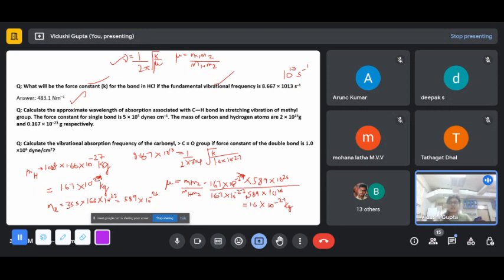Now move to the next question. Calculate the approximate wavelength of absorption associated with the CH bond stretching vibration of the methyl group. The force constant is given by 5 into 10 raised to 5. The masses of carbon and hydrogen are given, 2 into 10 raised to 23 and 0.167 into 10 minus 23 gram respectively. So you just have to calculate the wavelength. How do you calculate the wavelength? K is given, masses are given. So firstly you calculate the frequency.